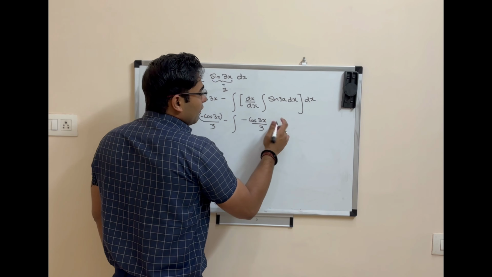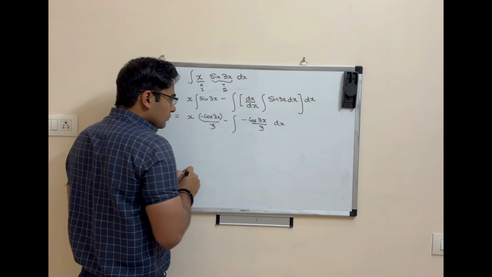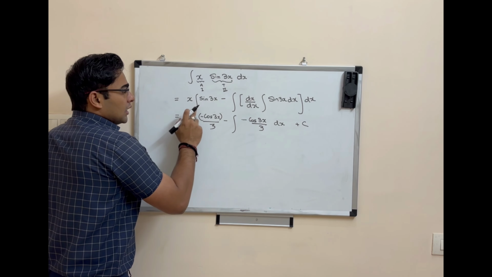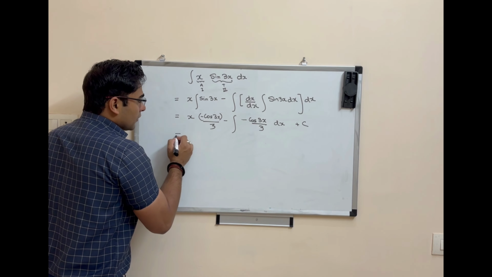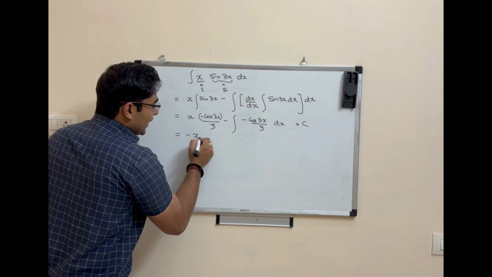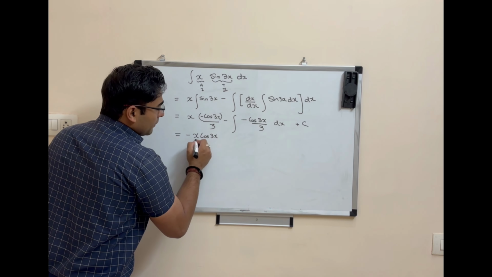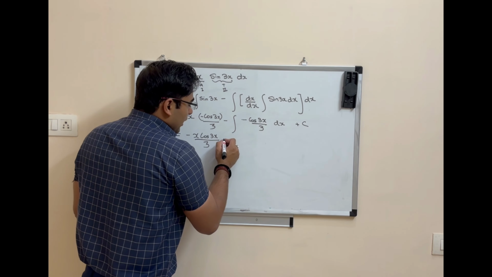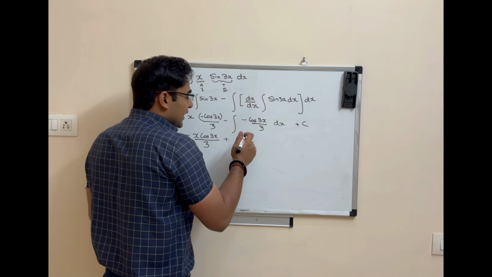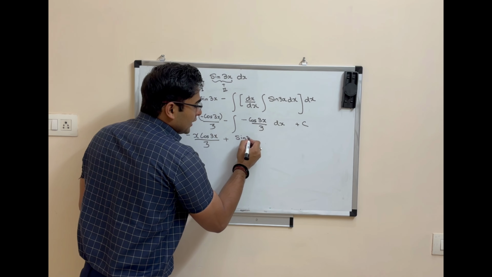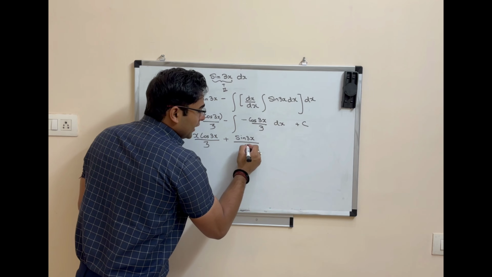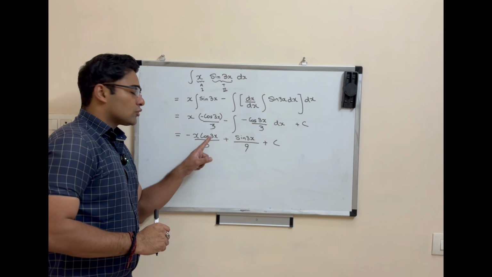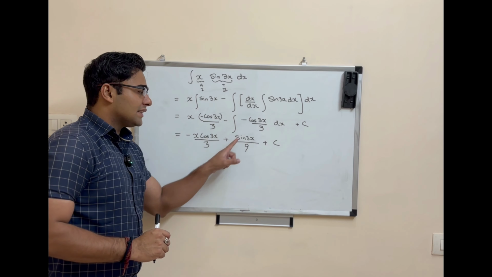Now we have to integrate it further, and there will be a constant c because we have removed the integral sign. It will be minus x cos 3x by 3, plus, and what is the integral of cos 3x? It is sin 3x by 3. So 3 into 3 turns out to be 9, plus c. So the answer to this problem is minus x cos 3x by 3 plus sin 3x by 9 plus c.